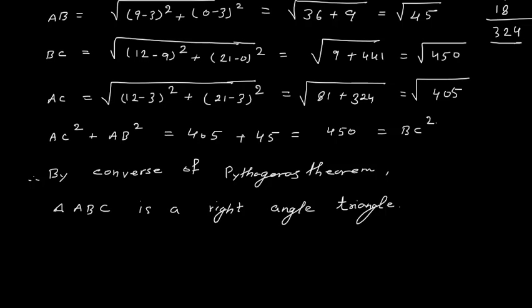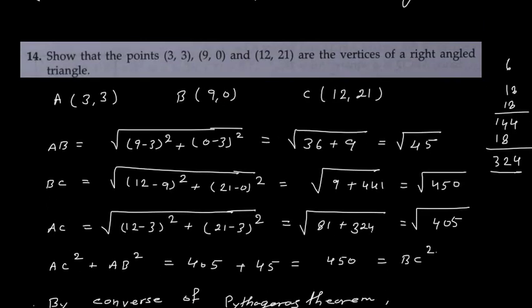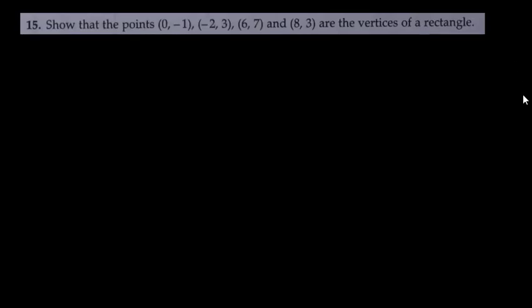Okay, so triangle ABC is a right angle triangle. Done. This is question number 14. Now let us see question number 15. Here the question is to show that these 4 points are the vertices of a rectangle. For a rectangle, you know that opposite sides are equal in length and diagonals are also equal in length. So using the distance formula, I can check whether the given quadrilateral is a rectangle or not.